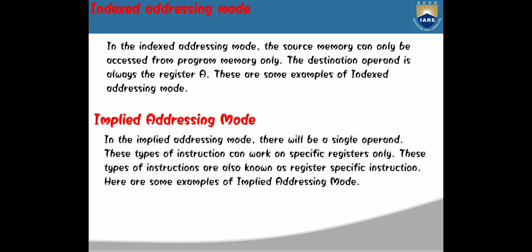Indexed addressing mode. In this indexed addressing mode, the source memory can only be accessed from program memory. The destination operand is always the register A. These are some examples of indexed addressing mode.